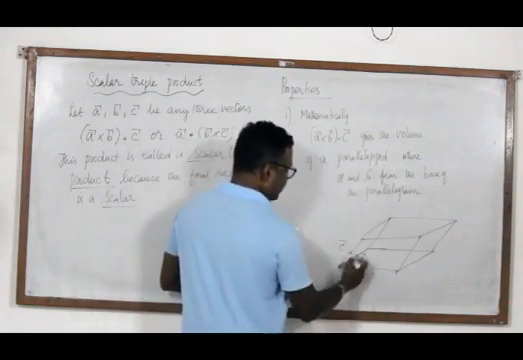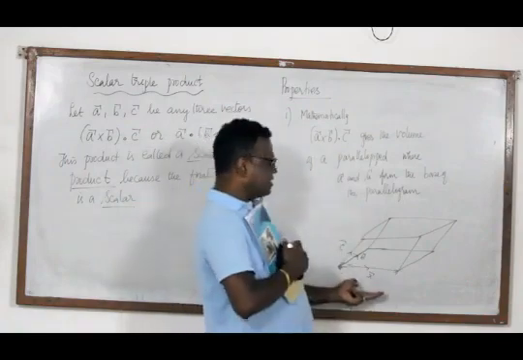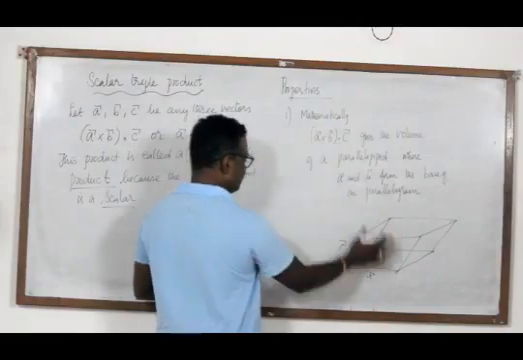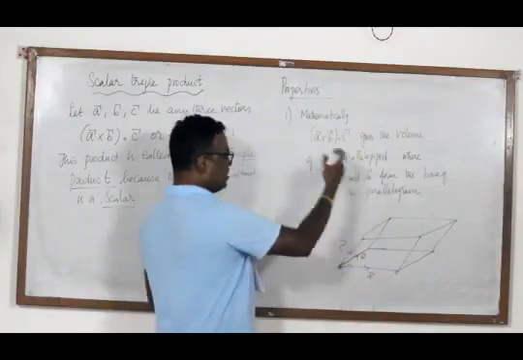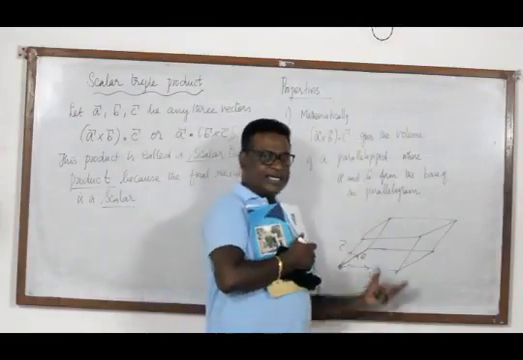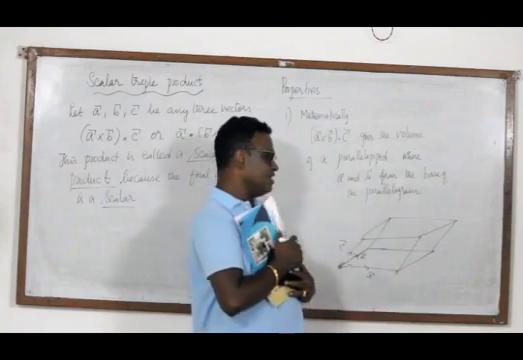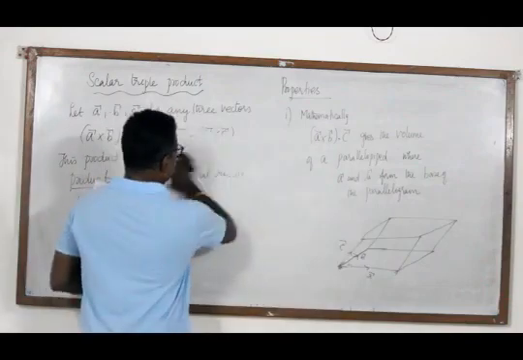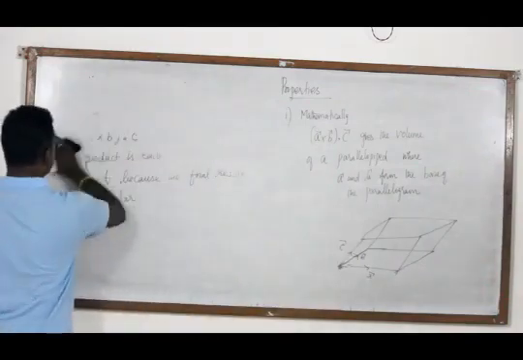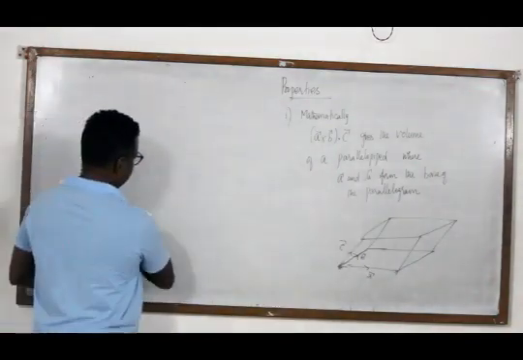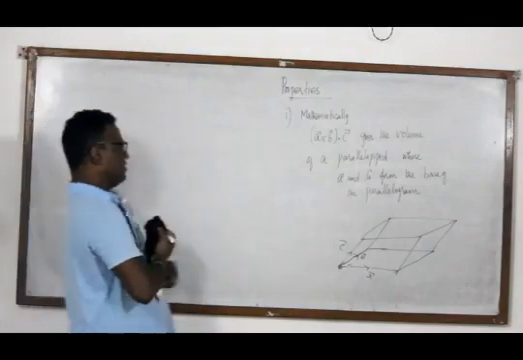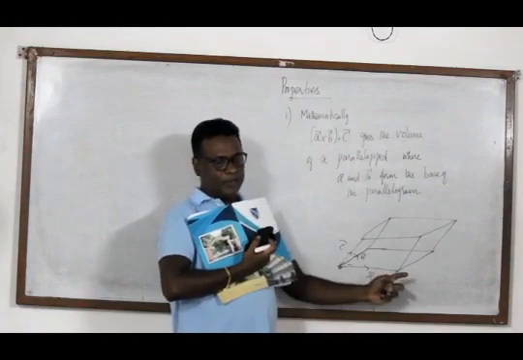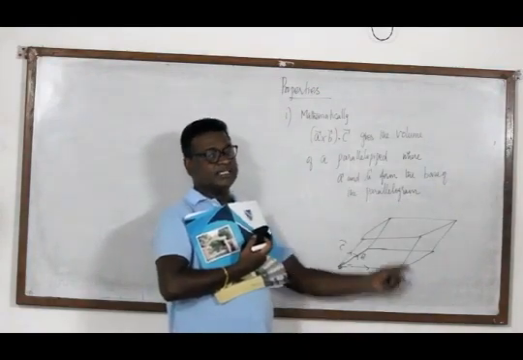Here this A vector and B vector are the adjacent sides of the base parallelogram. So A cross B gives me base area. Dot C will give me the height. So base area and the height gives the volume of the parallelepiped. This is why we study scalar triple product. So if we study mathematically, we are finding volume of a parallelepiped, the three-dimensional parallelogram.